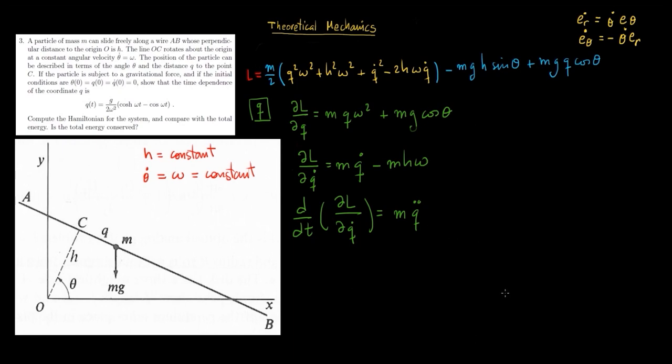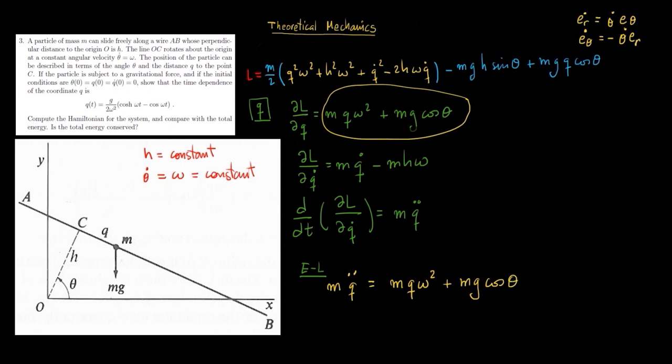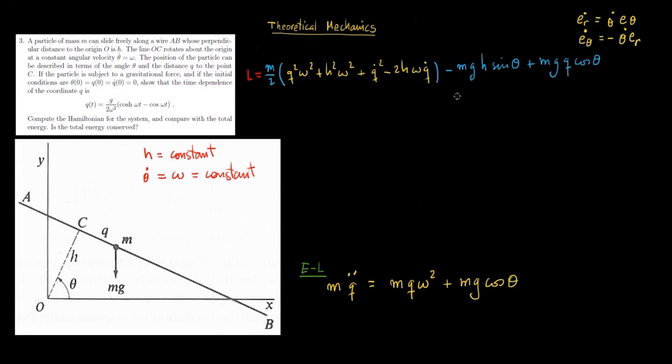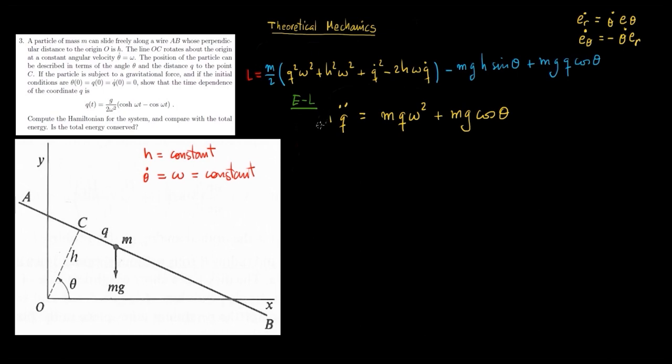Okay, so therefore the Euler-Lagrange equation tells us m q double dot equals this whole quantity, and that's it. This is the equation of motion. Let's divide by m. Let's put omega squared here. Let's move this up a little bit.